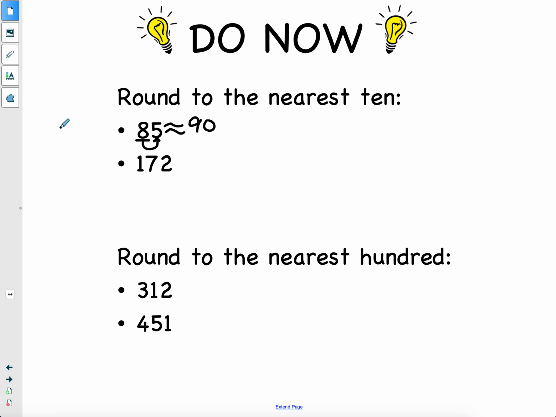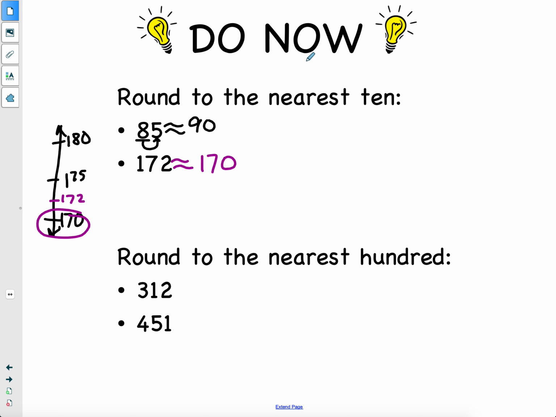For 172, I can go ahead and use a number line so that you can see both strategies. So 172 is in between 170 and 180, and my midway point would be 175. So 172 would go somewhere around here, below 175, but above 170. So because it's below my midway point and it's closer to 170, 172 rounds down to 170.